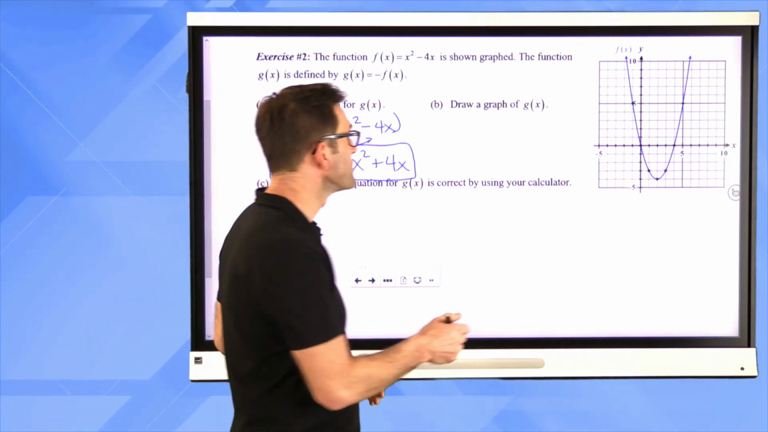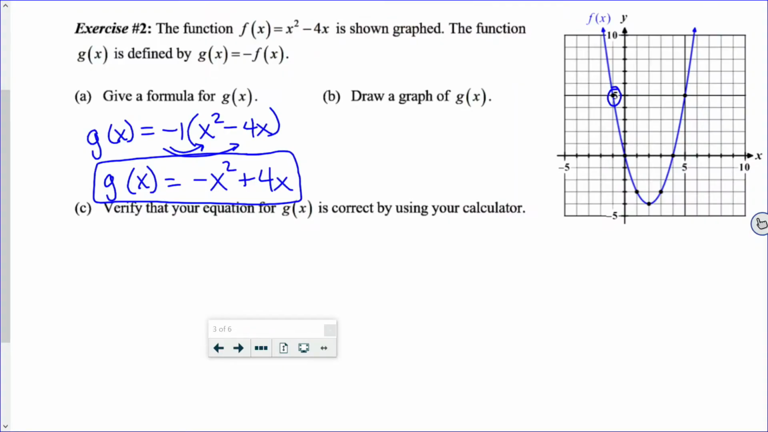So for instance, this particular point that's up here at positive 5 will now be down here at negative 5. This point at 0 isn't going anywhere because the negative of 0 is 0. This point at negative 3 will now be up here at positive 3. This point at negative 4 will be up here at positive 4. Again, here at negative 3 will be positive 3. The 0 will stay where it's at. And that 5 will go down here at negative 5.